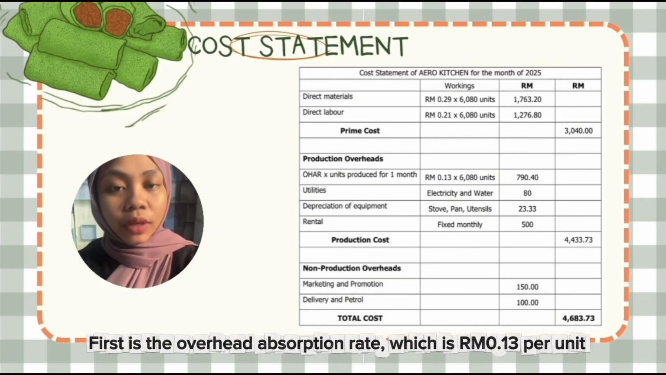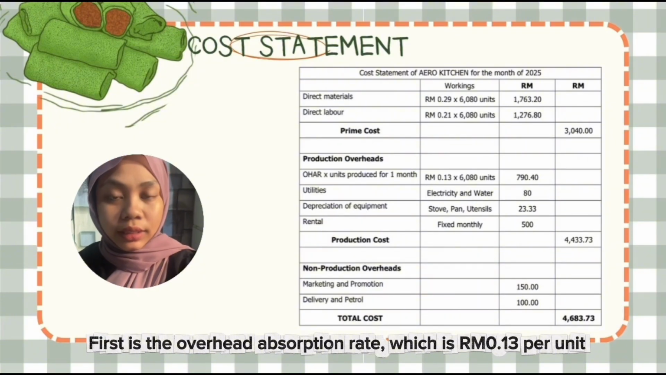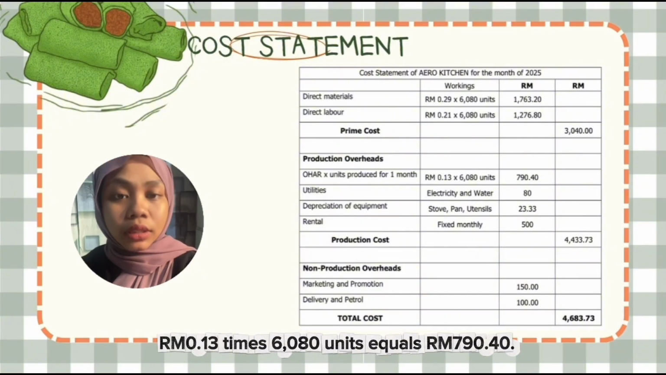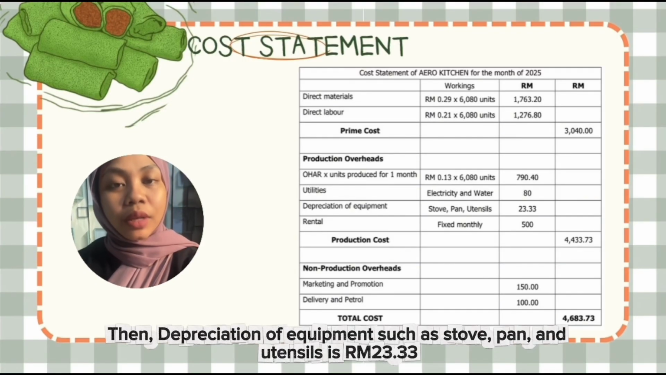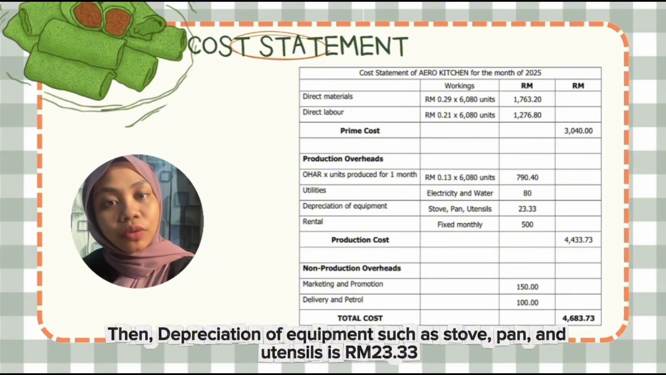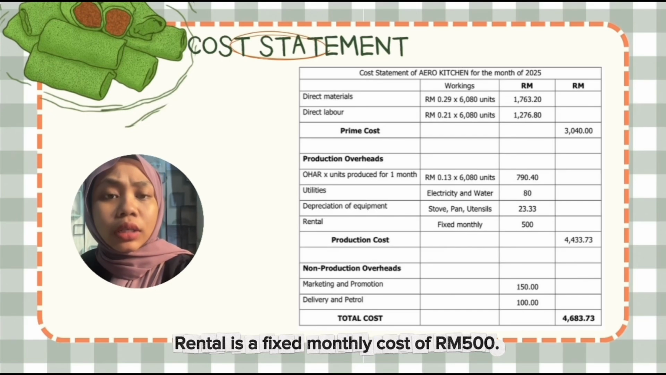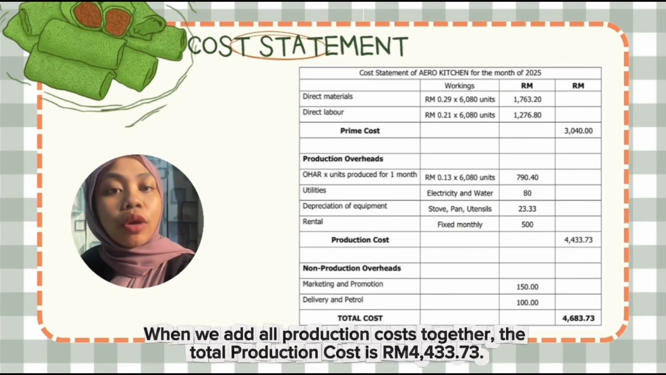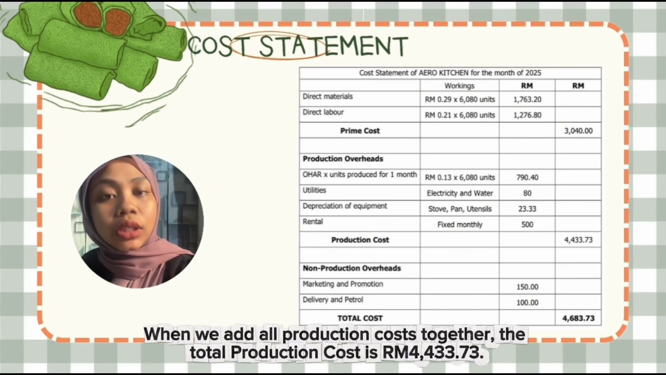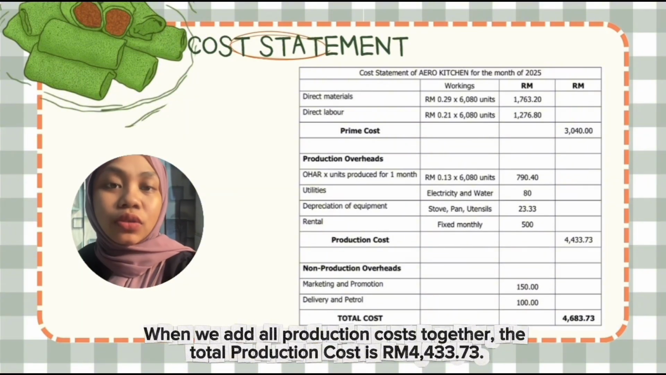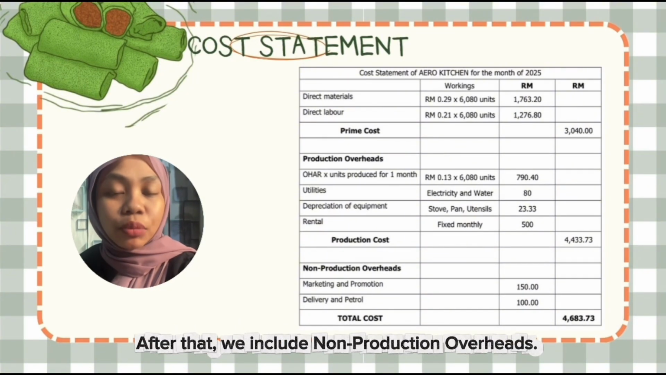So first is the overhead absorption rate, which is 30 cents per unit. 30 cents times 6,080 units equals to RM790.40. Then depreciation of equipment such as stove, pan and utensils is RM23.33. So rental is a fixed monthly cost of 500. So when we add all production costs together, the total production cost is RM4,433.73.